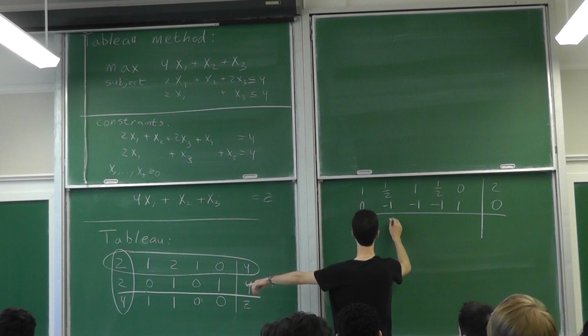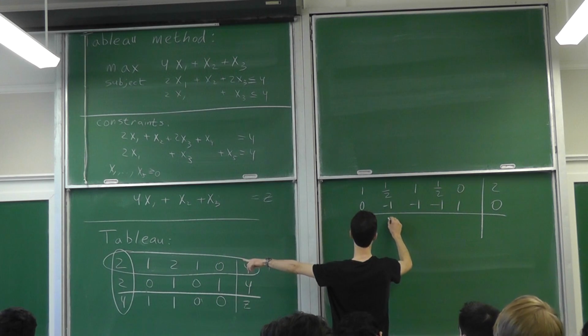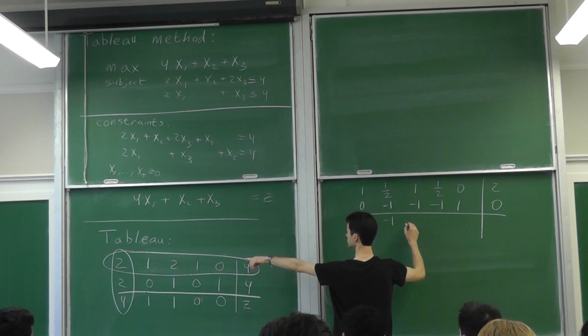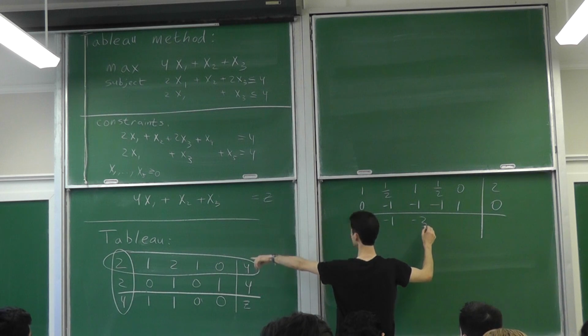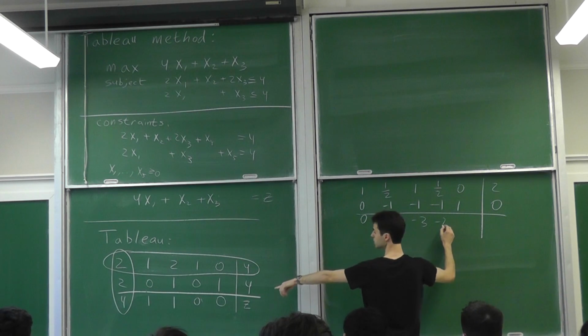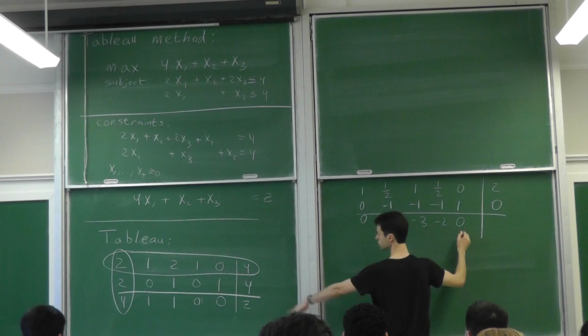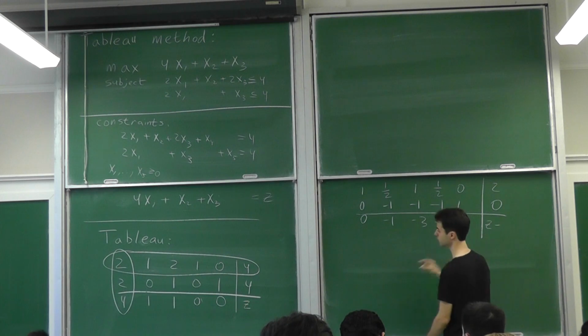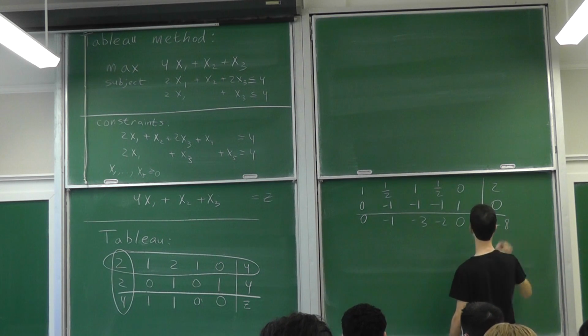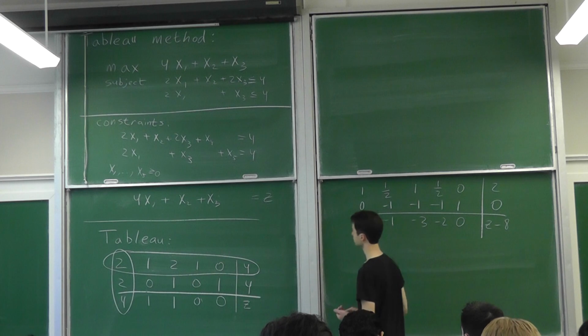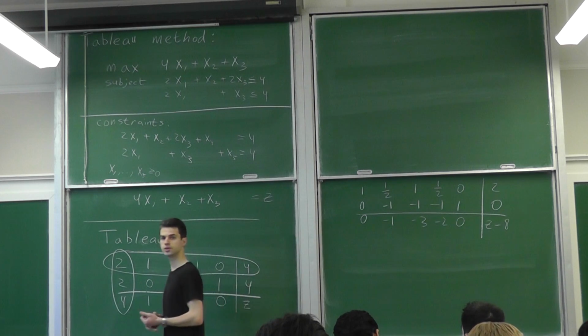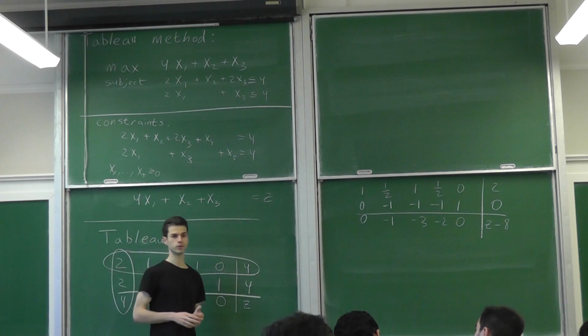So 4, 1 minus 2 times 1 minus 1, 1 minus 2 times 2 minus 3, 0 minus 2 times 1 minus 2, 0 minus 2 times 0, 0, z minus 2 times 4, z minus 8. So this is my second Tableau.